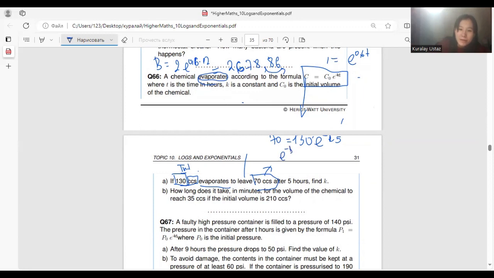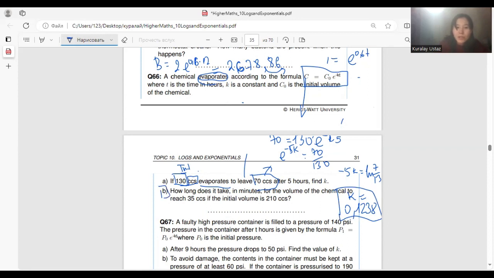E to the minus 5K equals 70 over 130. Minus KT is 11, 7 over 13. So K equals 0.1238. That's the answer. So we find K. That's the answer for question A.